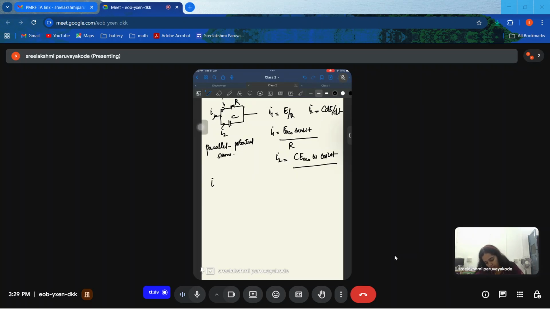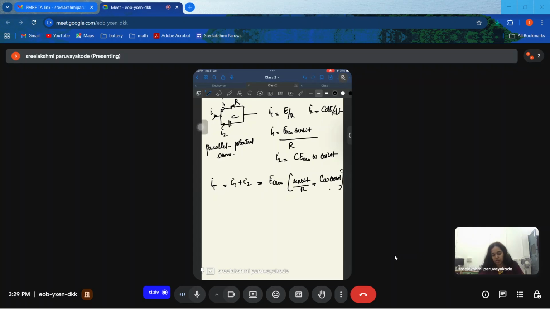Now I total equal to I1 plus I2 equal to E AC naught sine omega t by R plus C omega cos omega t. This is the equation we get.